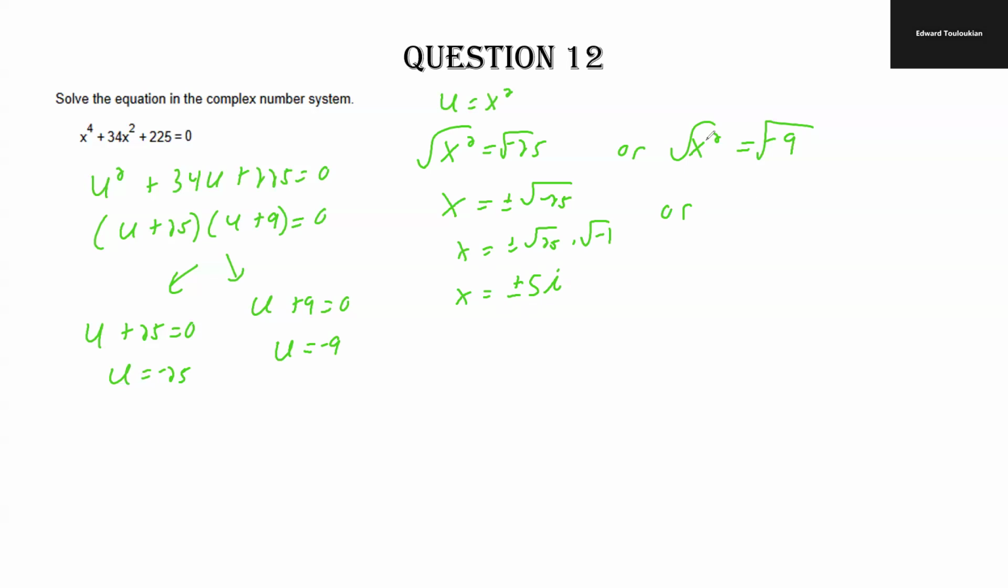Or, see the square root of both sides here, x would equal plus or minus the square root of negative 9. So x would equal plus or minus the square root of 9 times the square root of negative 1, which is 3, or plus or minus 3i. All right, so we basically have 5i, 3i, negative 5i, negative 3i. Yeah, those four different solutions to that problem.